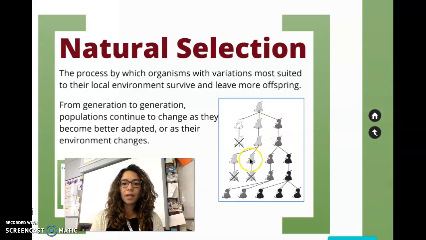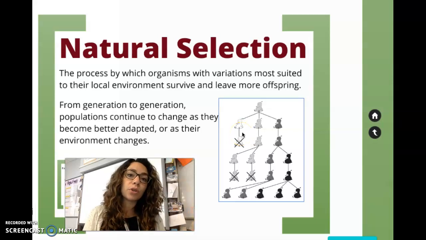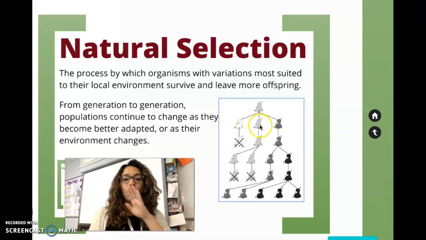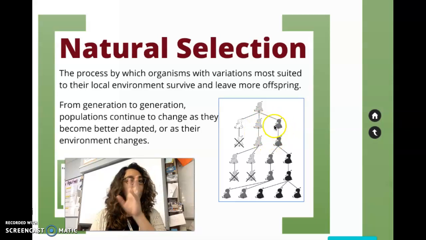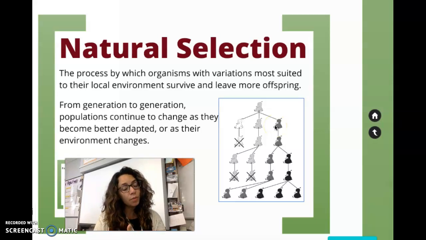So as time goes on, they get darker and darker because the light ones with the light genes are dying off before they can reproduce and pass on their genes, whereas the darker colored individuals survive more frequently, reproduce more frequently, and pass on their genes more frequently.